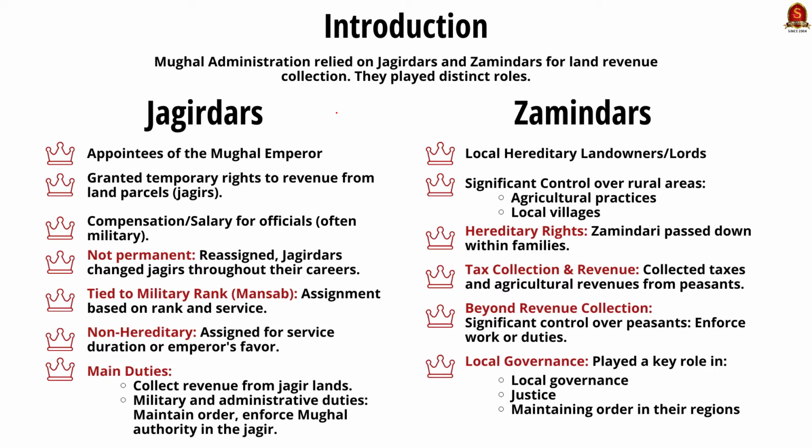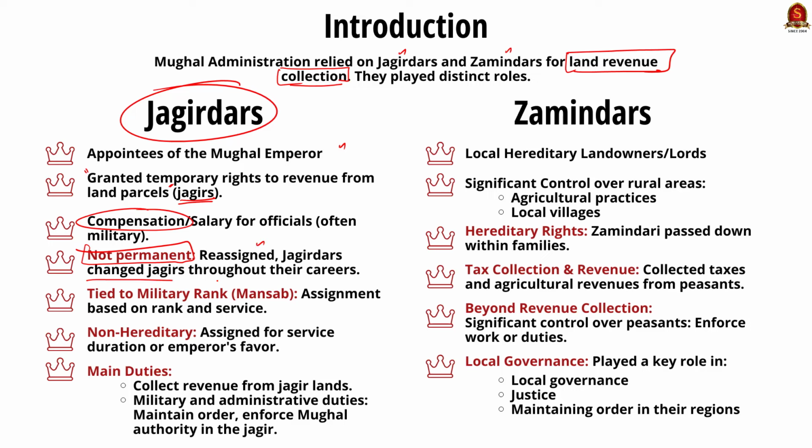In Mughal administration, the terms Jagirdar and Zamindar refer to different roles related to land and revenue management. Firstly, who are Jagirdars? Jagirdars were appointees of the Mughal emperor who were granted temporary rights to the revenue from specific parts of land called Jagirs. These Jagirs were given to officials, often military ones, as a part of their compensation or salary. Note that Jagirs were not permanent grants. They could be reassigned, and Jagirdars often changed their Jagirs throughout their career.